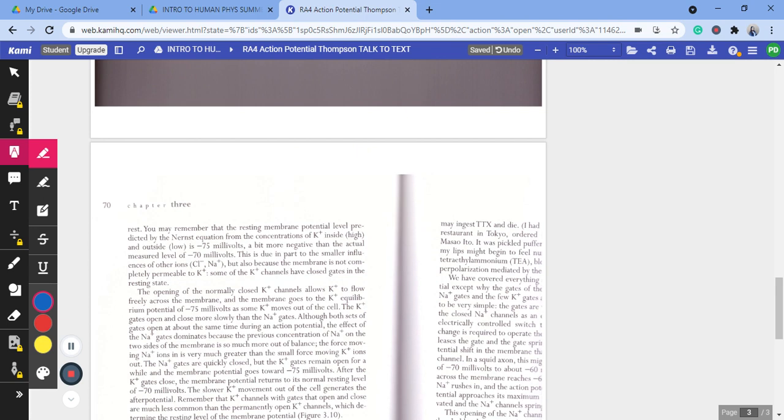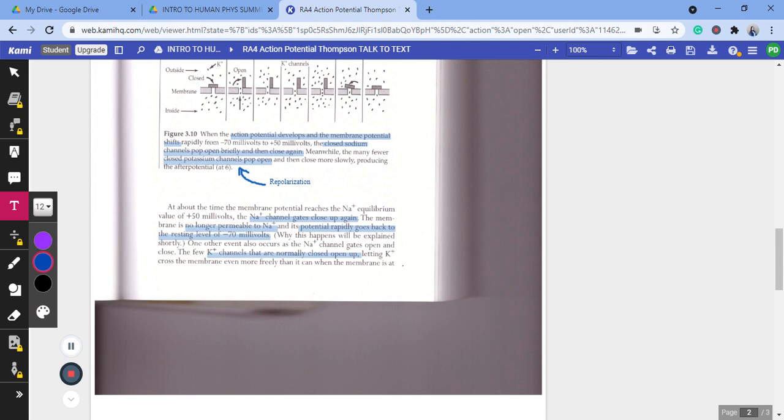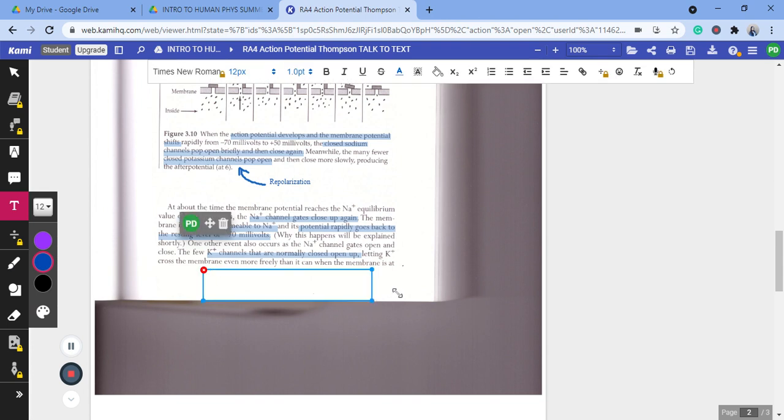You may remember that the resting membrane potential level predicted by the Nernst equation from the concentration of potassium, inside high and outside low, is negative 75 millivolts, a bit more negative than the actual measured negative 70 millivolts. This is due in part to the smaller influences of other ions, the chloride and the sodium ions, but also because the membrane is not completely permeable to potassium. Some of the potassium channels have closed gates in the resting state. Okay, so basically this paragraph talks about what happens when the potassium channels open.